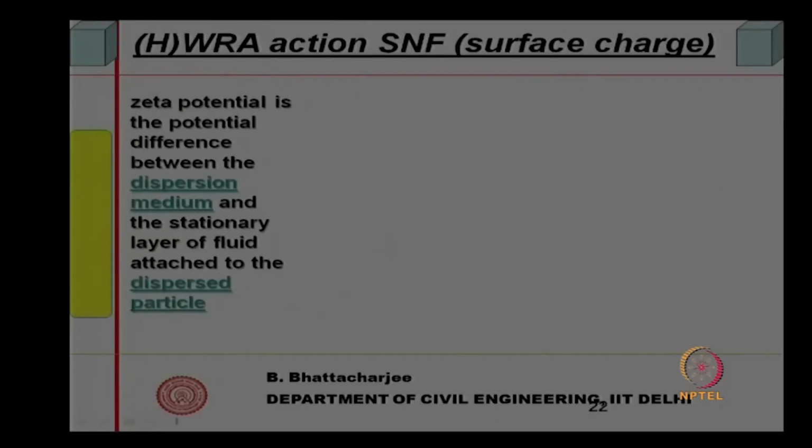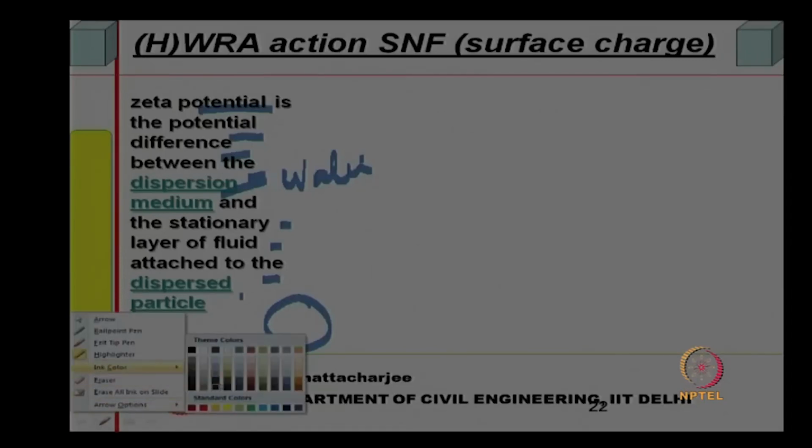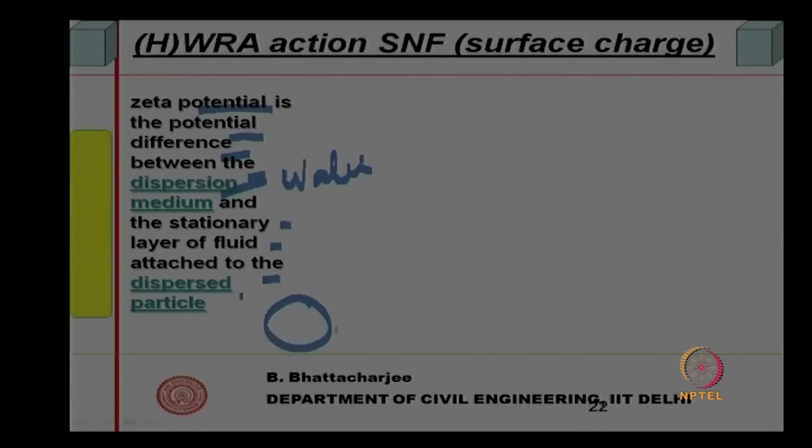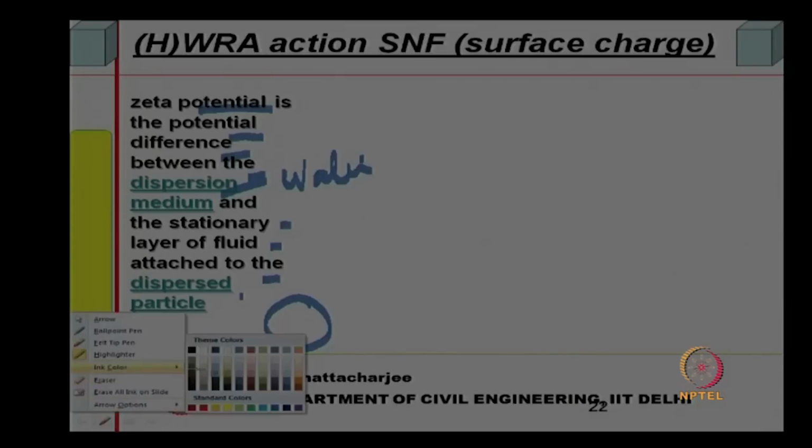Now, this charge increase has been measured also, and this charge increase is defined in terms of zeta potential. Zeta potential is the potential difference between the dispersion medium, that is your water in our case, and the stationary layer of fluid attached to the dispersed particle. So, if these are your particles, and your surrounding water layer is somewhere here, right.